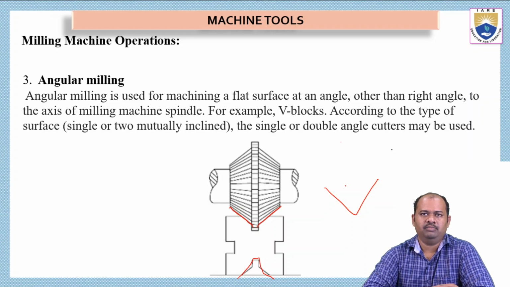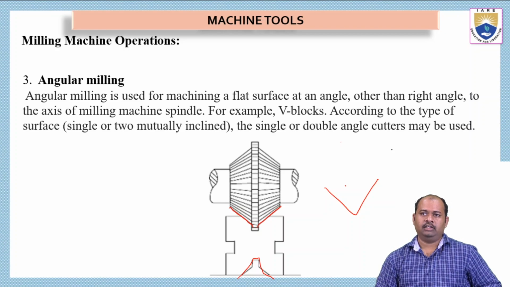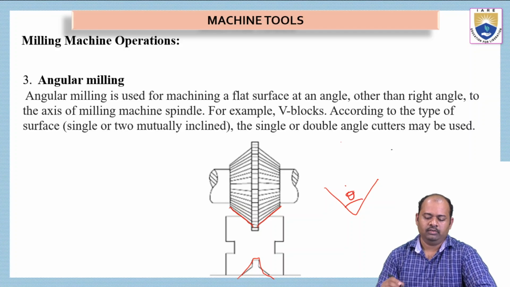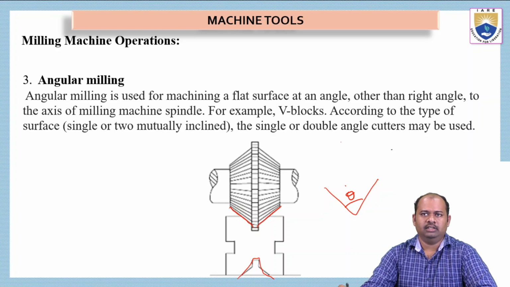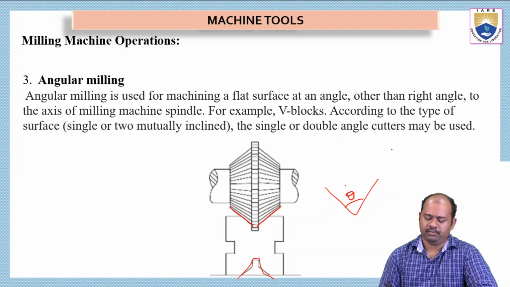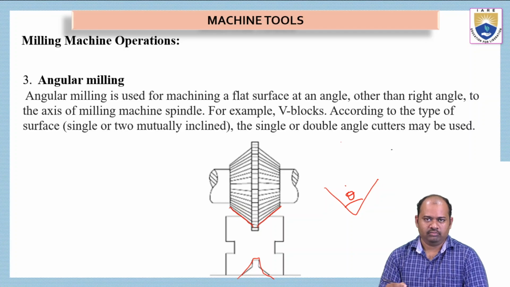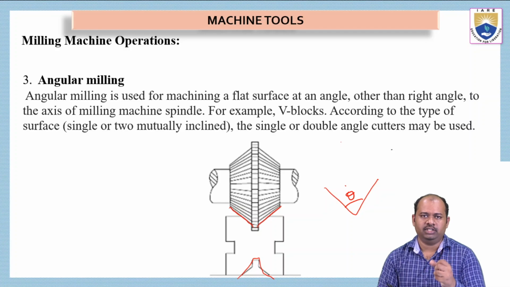Okay, so angular milling is used for machining a flat surface at an angle. So we can get the required angle in this process. Okay, so this angle can be obtained, for example, V blocks. According to the type of surface, single or double angle cutters may be used. So depending on the type of angle or inclination we need on the workpiece, we can actually cut the workpiece in the required V shape.